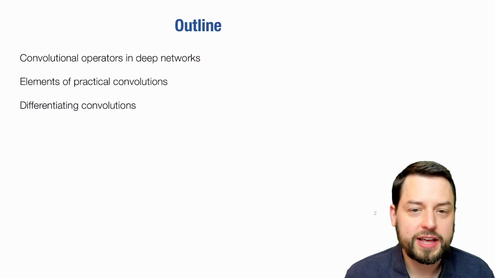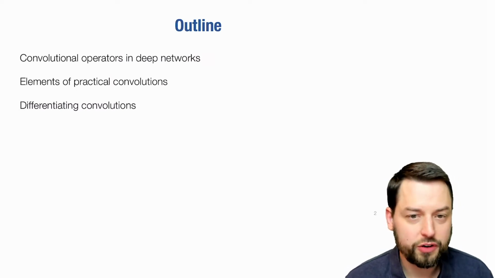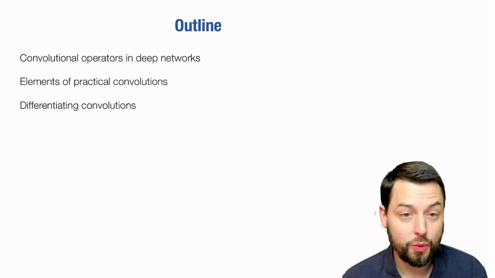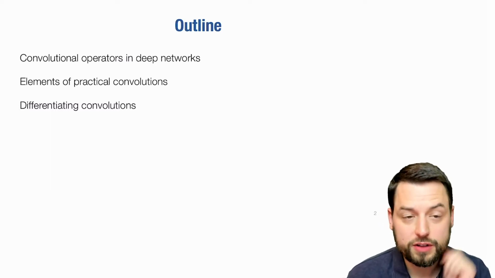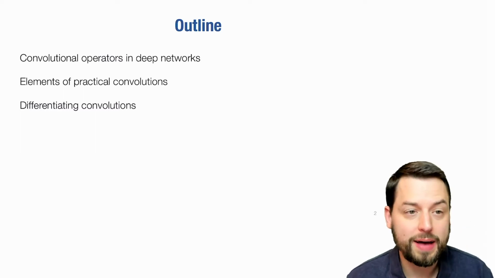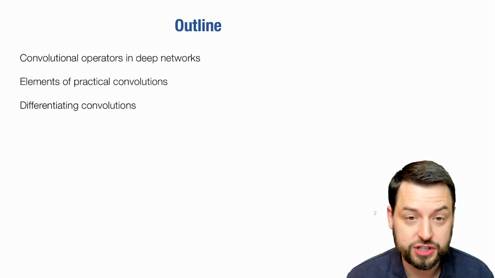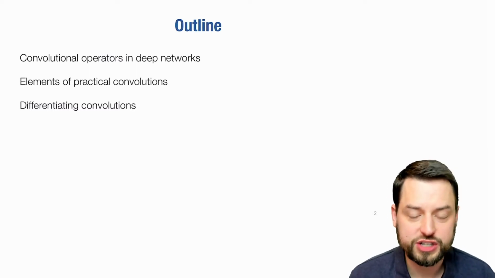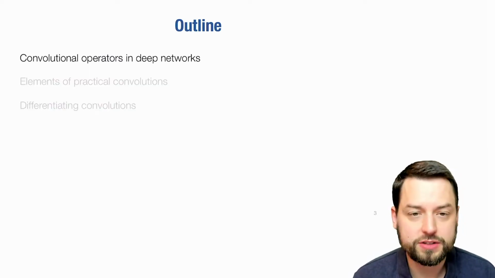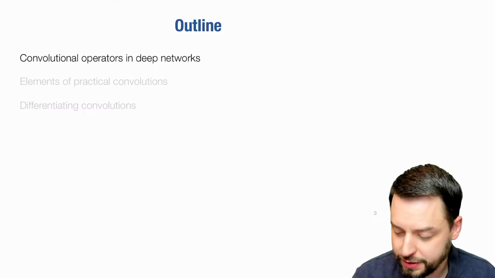The outline for today is we're first going to talk about convolutional operators. What is a convolutional operator and how do you incorporate it in a deep network? Then we'll talk about some practical elements of convolutions. And finally, we'll end talking about how we differentiate convolutions. In other words, how do we incorporate these things into automatic differentiation tools? All right, so let's first talk about convolutional operators in deep networks.